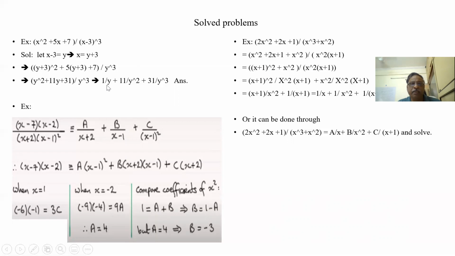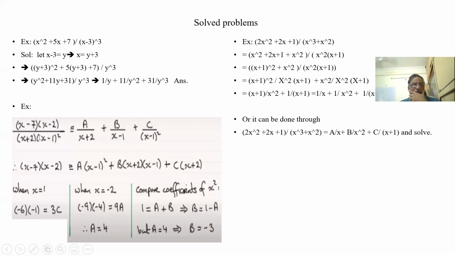So what am I getting? 1 by y plus 11 by y square plus 31 by y cube. So I have distributed this into 3 fractions. Now I can easily do my integration or differentiation, whatever it is. Suppose I have to do differentiation with u by v, that is 1 by v into du by dx minus du by dx into 1 by v square. Like that we have to do. It is easy for me if I convert into partial fractions.